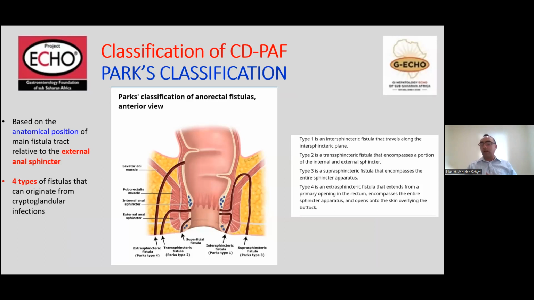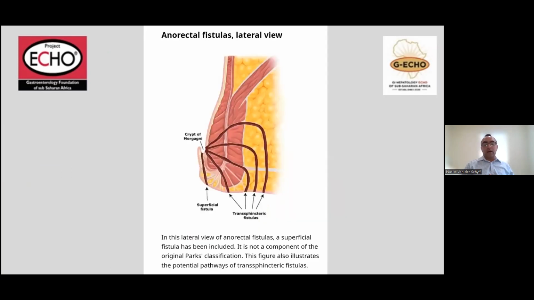It is based upon the anatomical position of the fistula relative to the internal and external sphincters. There are 4 types of fistulas based upon how the fistula relates to the internal and external sphincters. As I've indicated, it's mainly used by the surgeons, but we need to know about it. There's just a lateral appearance of a transsphincteric fistula that traverses both the internal and external sphincters.